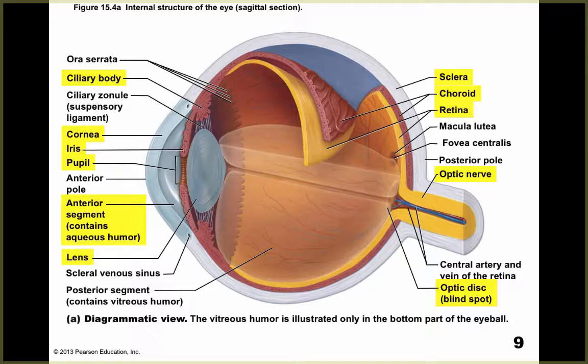The iris, you'll see, is the colored part here. And within the iris is the hole that's known as the pupil. Remember, it regulates the amount of light that comes in through muscle contractions. The lens is biconvex, which means it goes out on both sides, right? And it can change light, as light comes through, to focus on the back in the area called the retina.